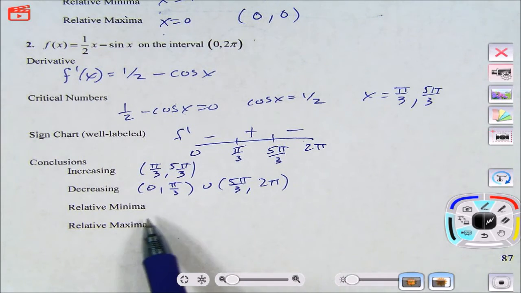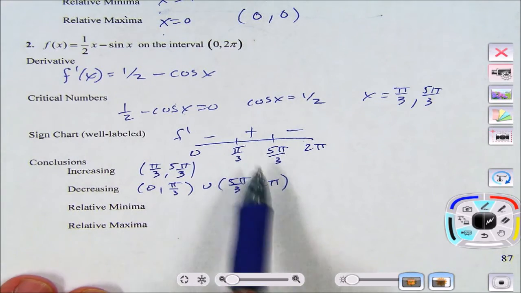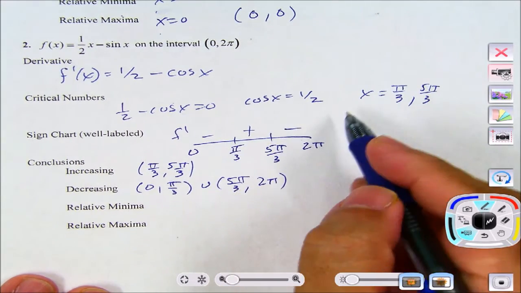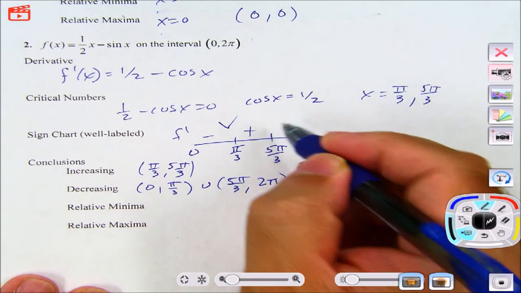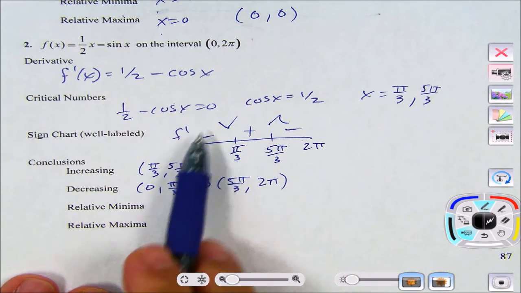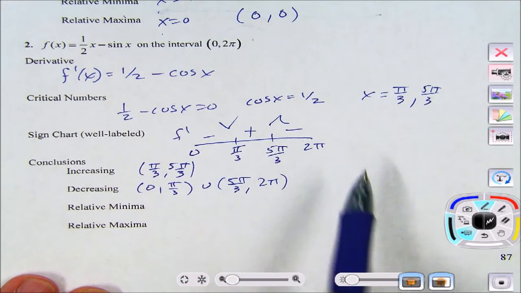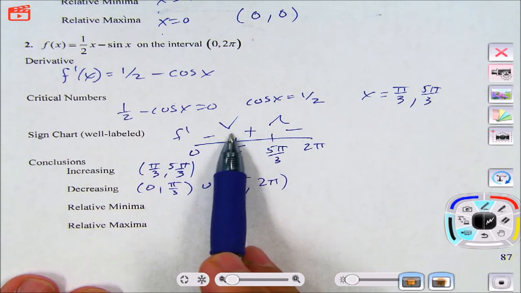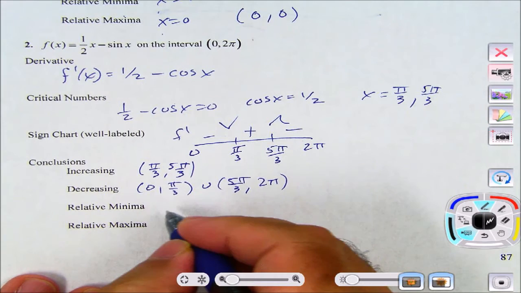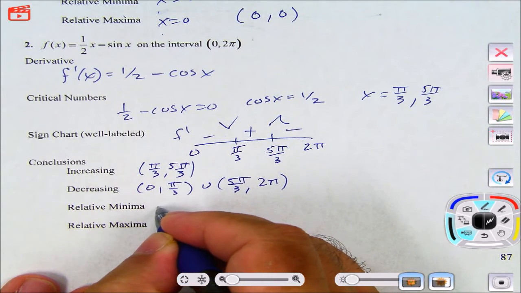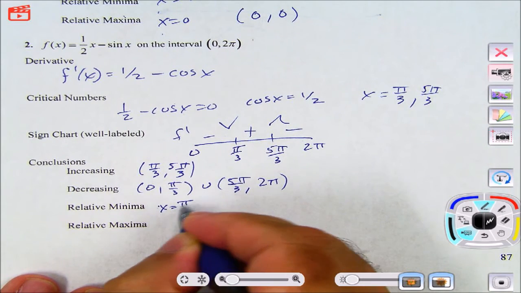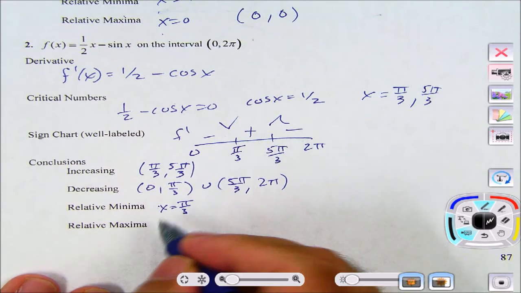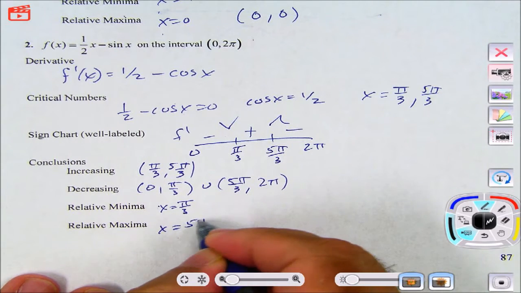And then the relative minima, remember, if I saw this sine chart, it's just easier to make these little symbols. It's decreasing, then increasing, increasing, and decreasing. So then I have a minimum at pi thirds. At x equals pi thirds, there's a minimum, and there's a max at 5 pi over 3.